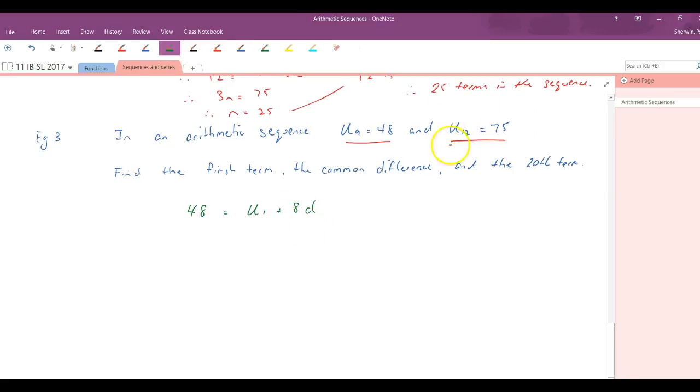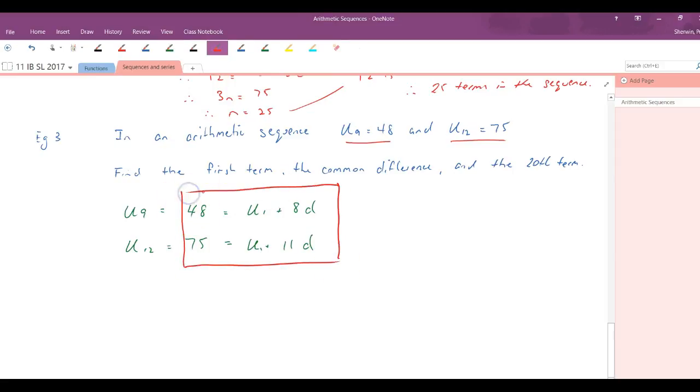What is this one? How do we write that one in terms of U1 and d? Well, in this case, 75 is our 12th term. Maybe I'll write the 12th term is 75 out here. We're told that, but I can write this as U1 plus 11d. Now what we have here are a pair of simultaneous equations.